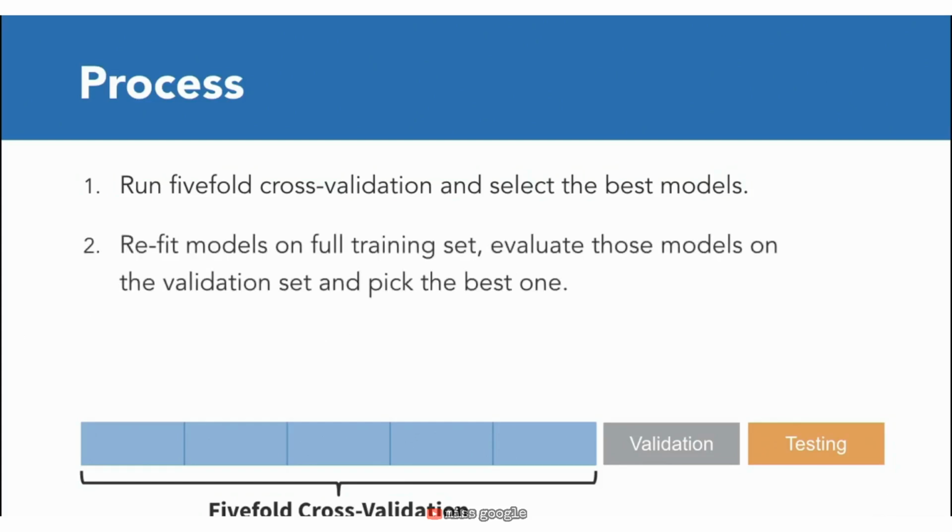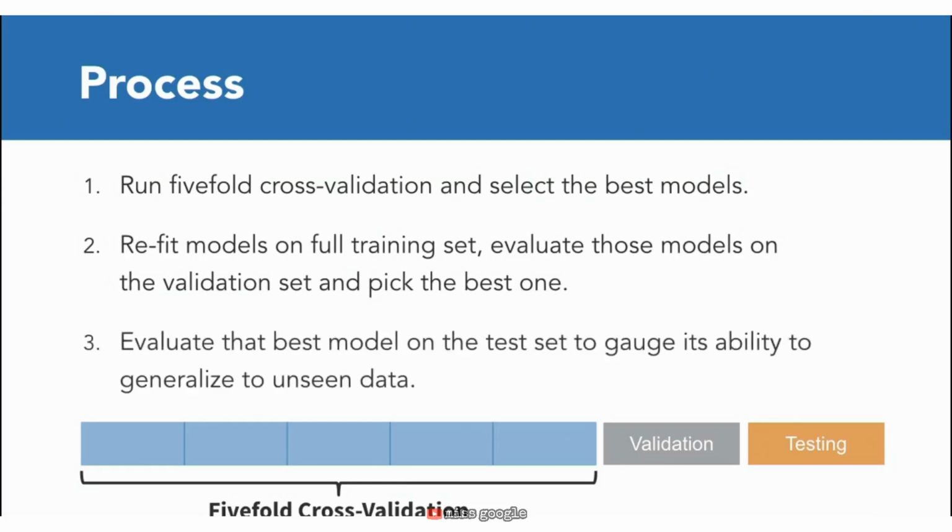Then we'll refit those algorithms with the chosen hyperparameter settings on the full training set, and then we'll evaluate them on the validation set. Using that performance on the validation set of unseen examples, we'll select the single best model. And then lastly, we'll use that model to evaluate it on the test set to get an unbiased view of its ability to generalize to unseen examples.